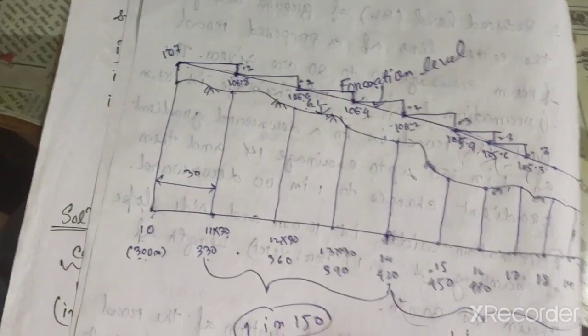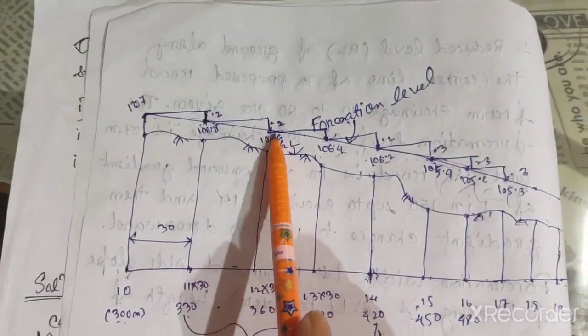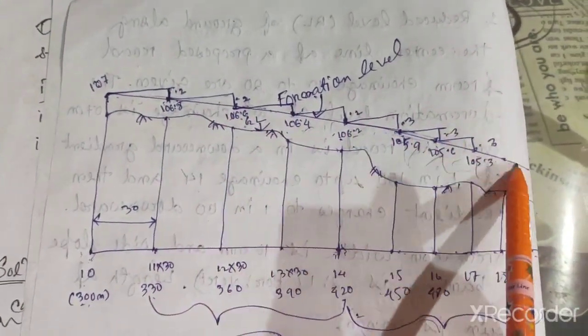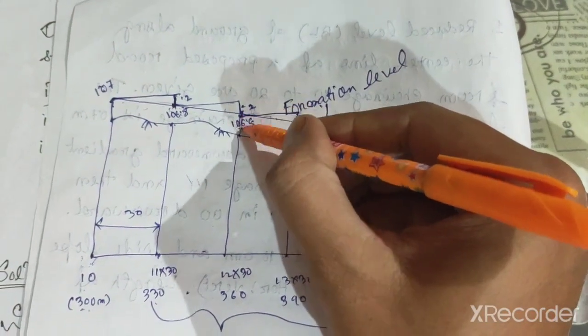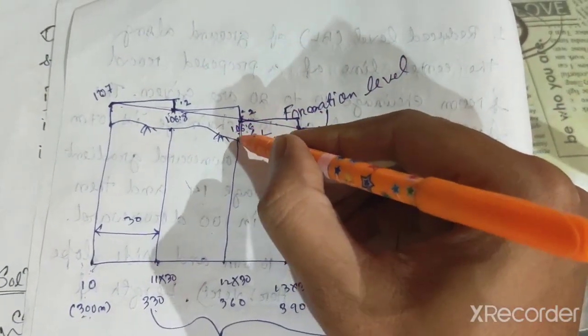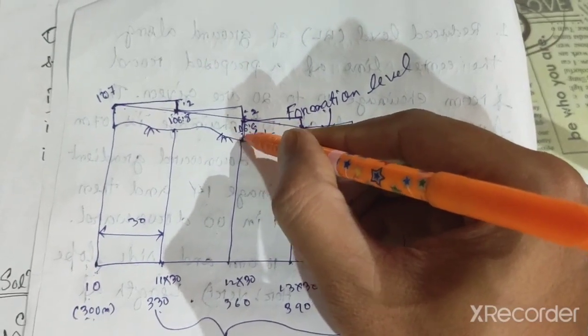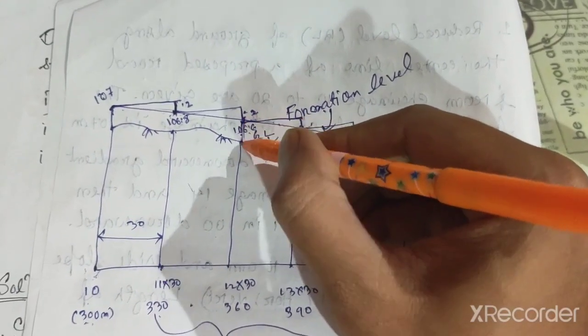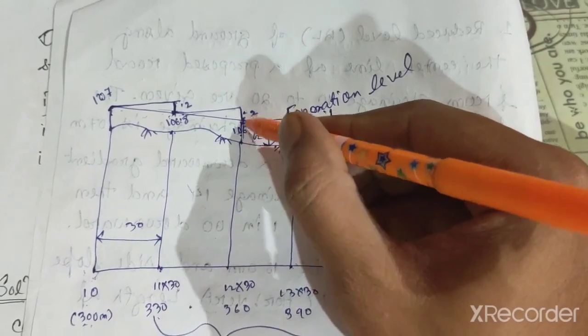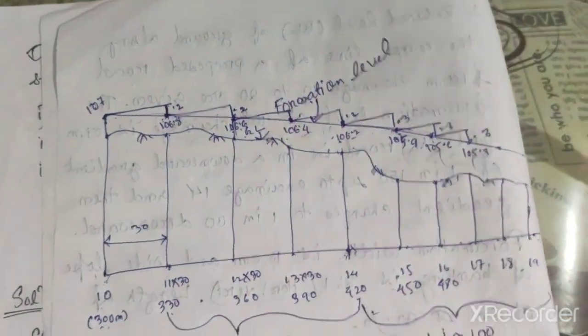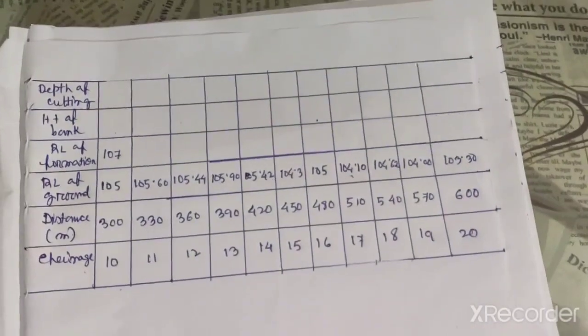Now just like that, we have to find out the RL of the formation line at each and every point. So we need to find out how much earth filling will be there. Earth filling will be nothing but the difference between this point and this point. We know this point, we have found out this point. Then only the difference in height is earth filling.